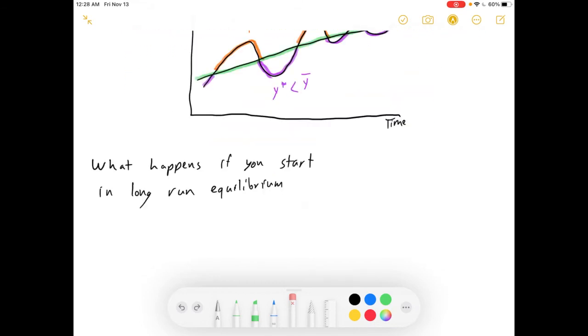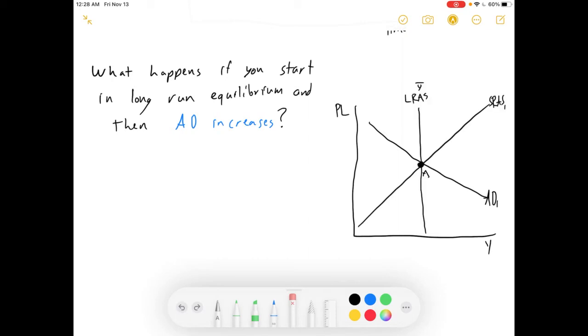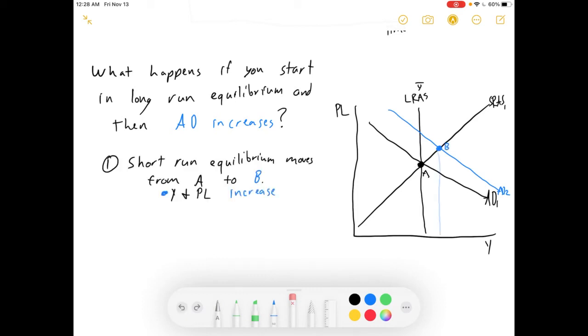Now let's move forward. Instead of just talking about the mechanics of the model, let's talk about changing the model. So let's start in long run equilibrium and then increase aggregate demand and see what happens. So let's get our long run equilibrium up here. Aggregate demand, aggregate supply, then we increase aggregate demand. What happens? First thing we should note, the short run equilibrium moves from A to B.